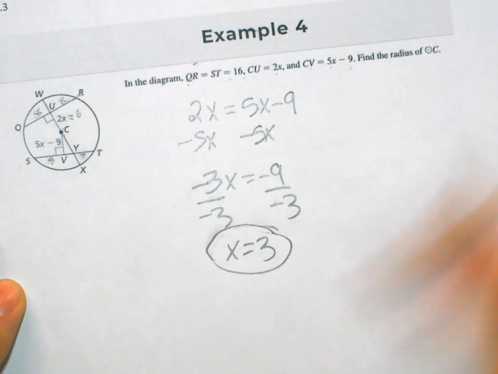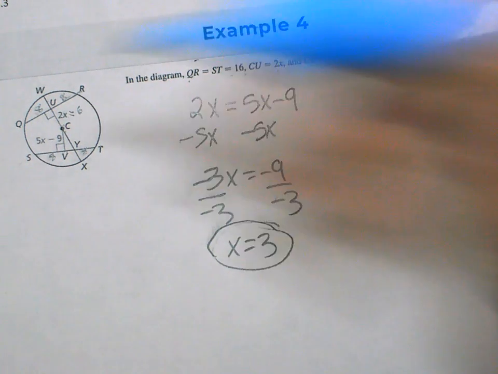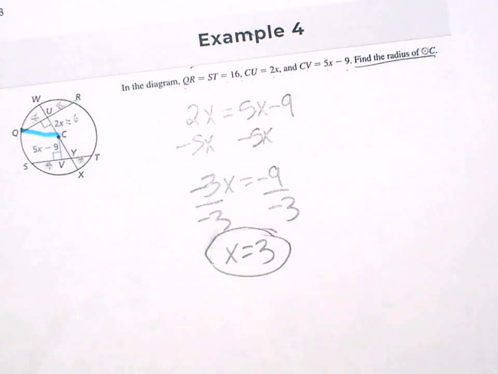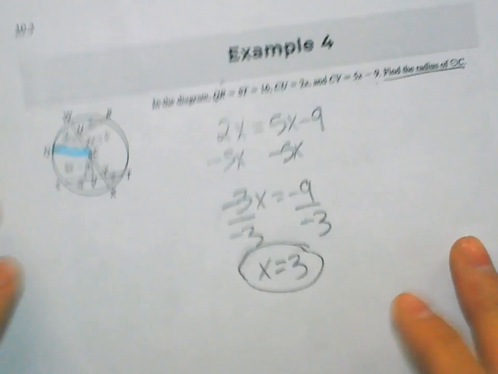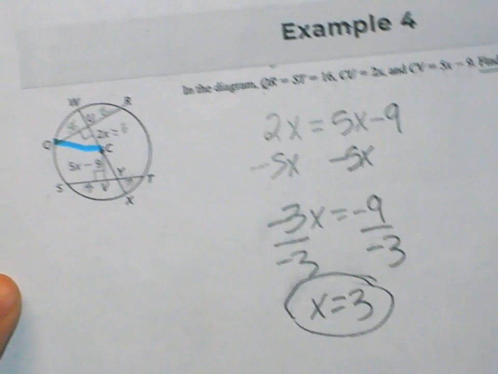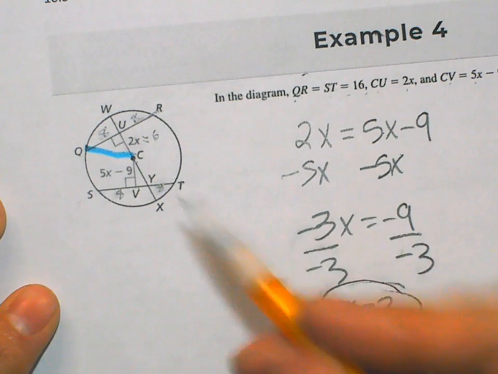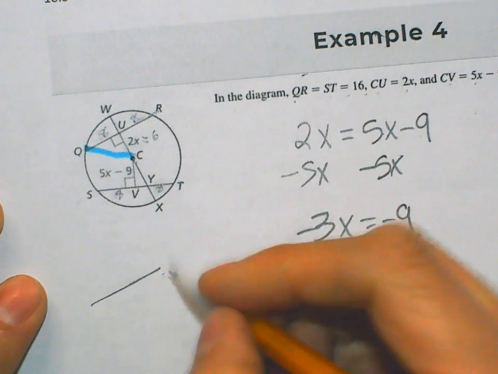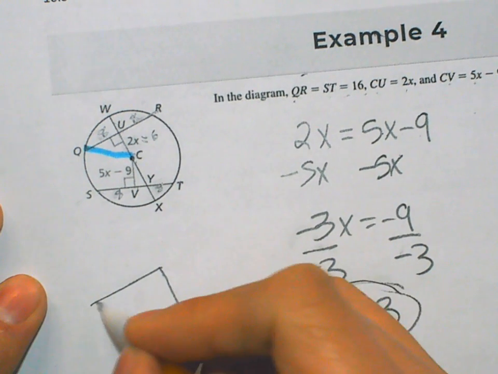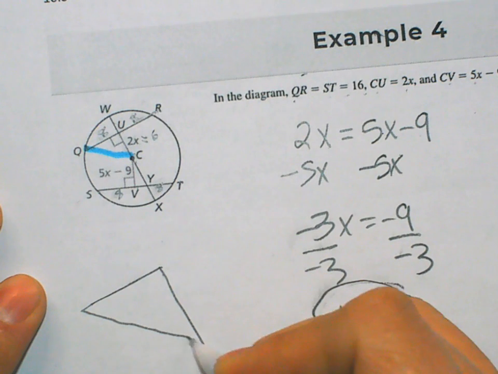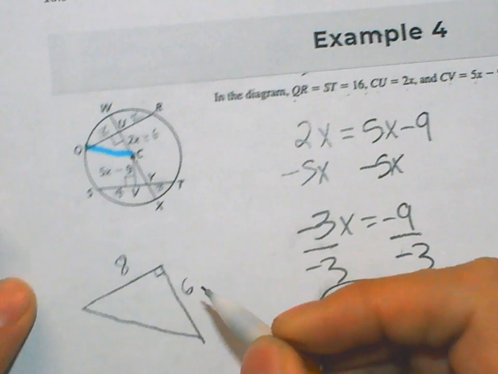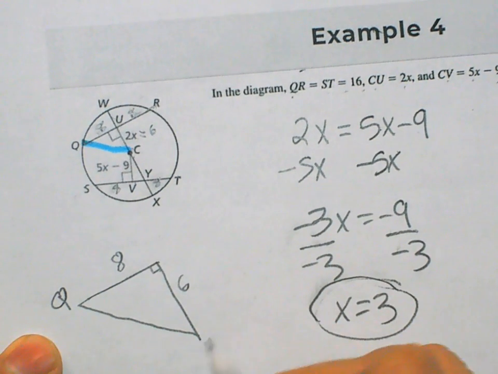All right, so what they want me to do is find the radius of the circle. So they want me to find out what this distance right here is, from Q to C. Let me zoom that in a little bit. What you have here is a right triangle, where this distance right here is 6, this one here is 8, and you're being asked to find QC.